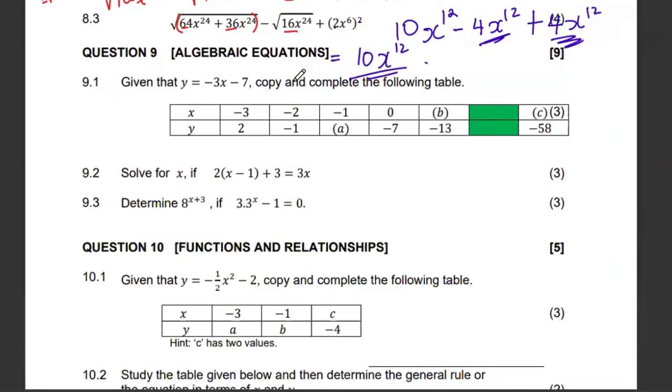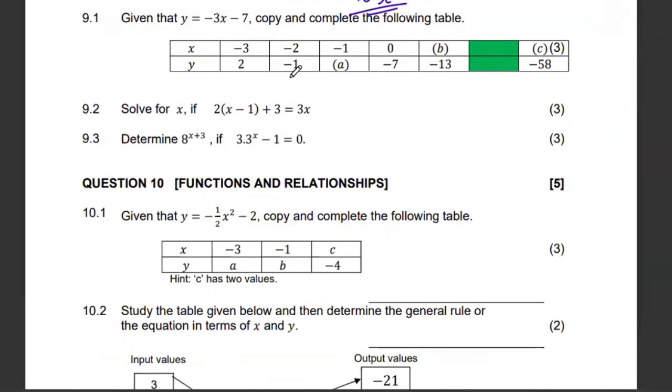All right, then question 9, which is the algebraic equations. We have this, copy and complete the table. If x is negative 1, we substitute negative 3 times negative 1 minus 7. So 3 minus 7, which is a negative 4. And then what's going to give us a negative 13? I think it's going to be a 2, because negative 3 times 2 is a negative 6, minus 7 is a negative 13. Alternatively, use the inverse operation, where you say negative 13 plus 7, which is a negative 6.